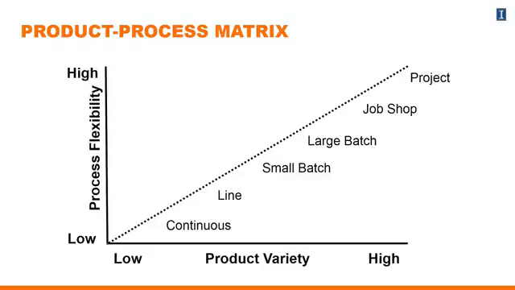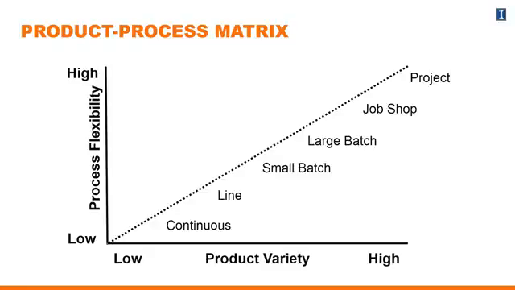Continuous is where things are going to be even more extreme than linear, in the sense that they are going to flow on a continuous basis. And then you have the line, which is a linear. The small batch and the large batch, which is next, they represent the intermediate between the line and the job shop. So they're neither linear nor jumbled. The job shop is where you have different types of departments that are okay with dealing with different types of customers. It's not dedicated. And then finally, you have a project which is dealing with just one customer.